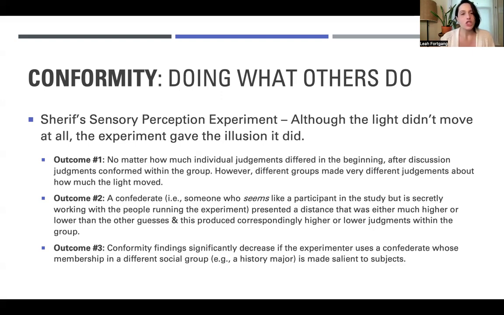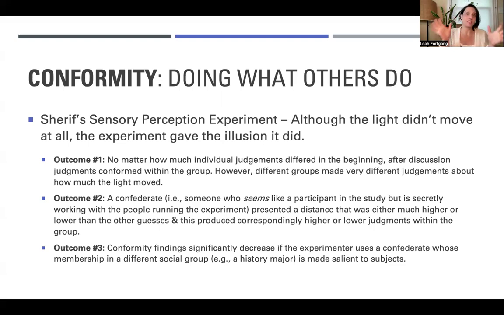Okay. So what we see in this experiment is a lot of conformity, where we saw individual people following along with the crowd, doing what others do. So the first round of this experiment, they did this with multiple groups of people, they found that, no matter how much the individual judgments differed, you have a group of, say, 5 people in a group, right?